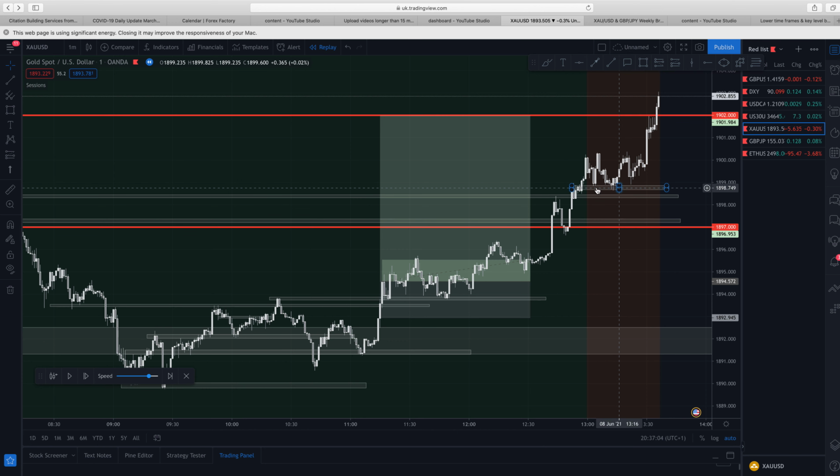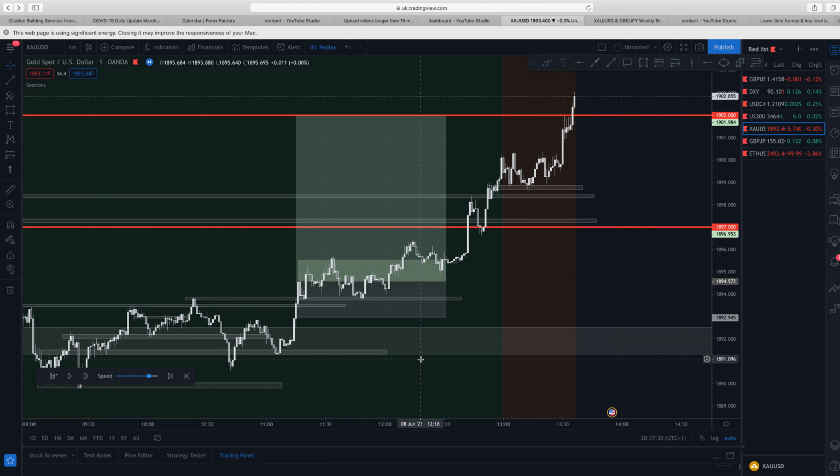So again, pushing up, your runner's still valid, you're not breaking any laws, you're just respecting these laws, consolidating. And obviously when you're consolidating and you're betting with the trend, you're more likely to break to the upside or break to the downside because you're bullish, obviously. And then eventually we do get that push to 1902.